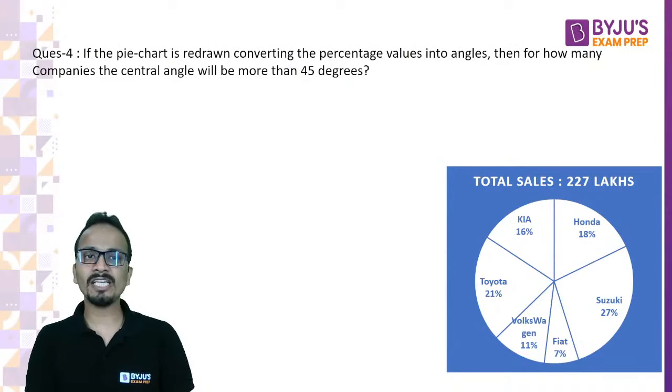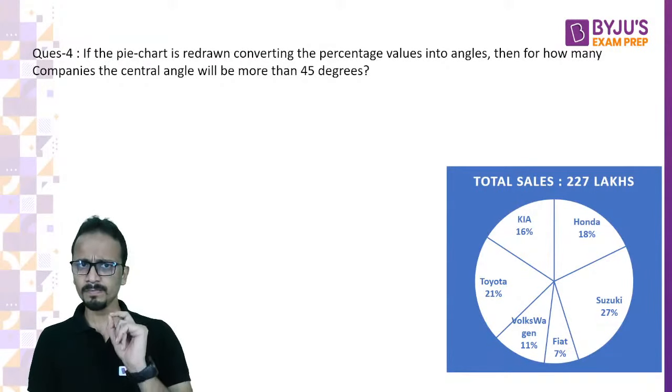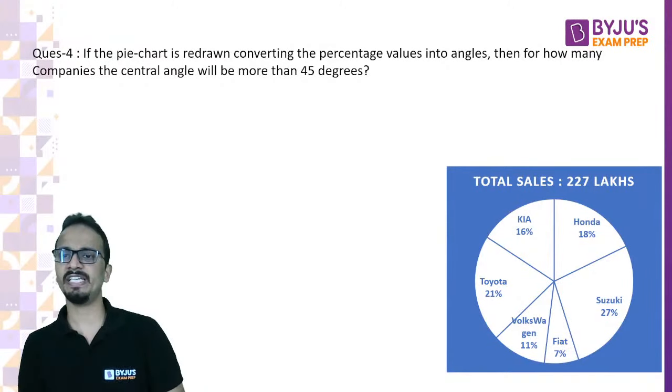If the pie chart is redrawn, converting the percentage values into angles, then for how many companies will the central angle be more than 45 degrees?